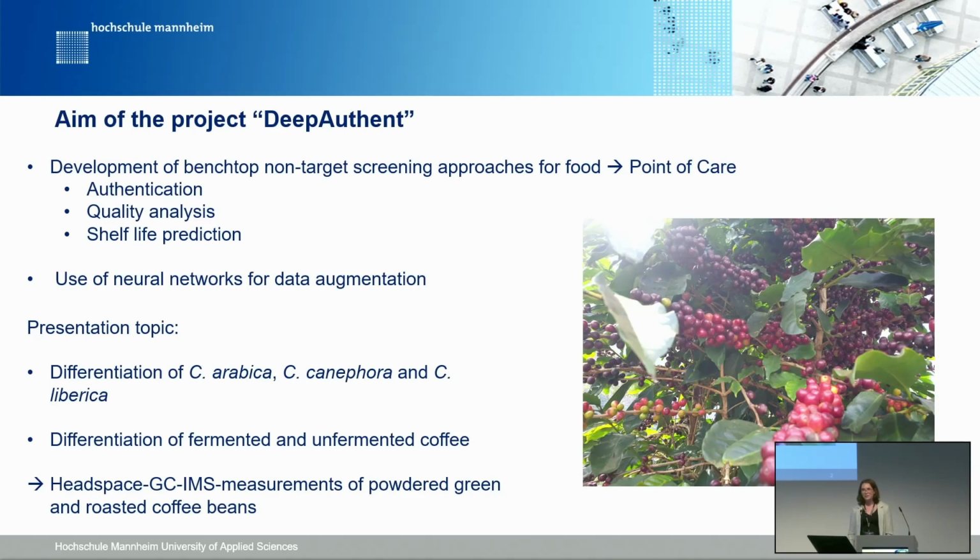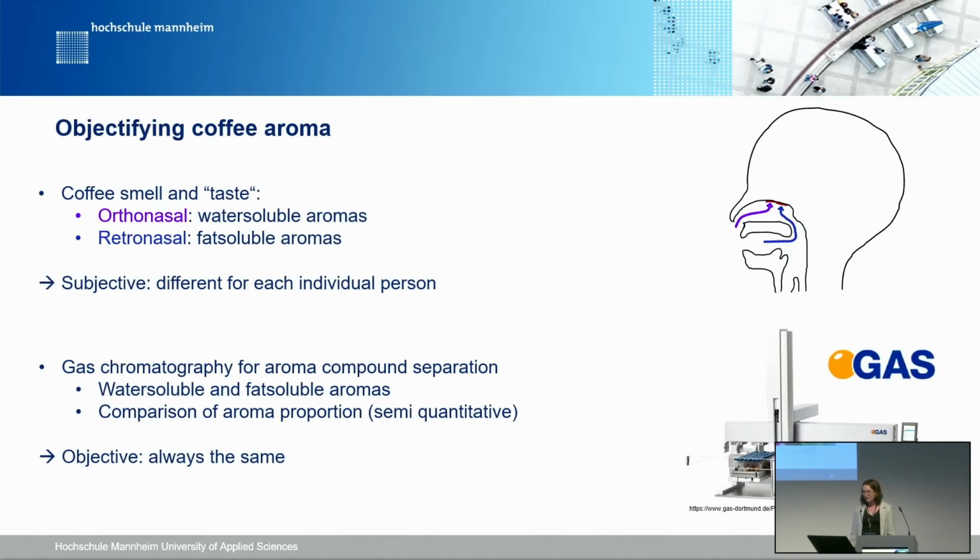But that's a little bit too advanced for today, so my presentation topic today will be the differentiation between Coffea arabica, canephora, and liberica, and also the differentiation of fermented and unfermented coffee. And in this specific case, it's fermented and unfermented Coffea liberica. And I did this using headspace GC-IMS measurements of powdered green and roasted coffee beans.